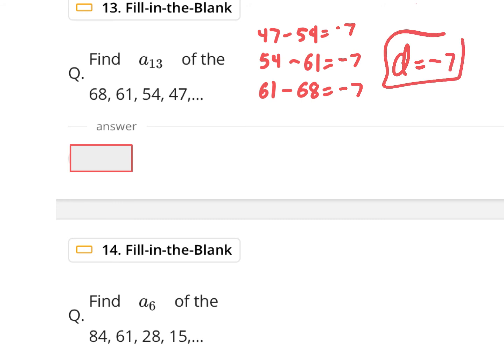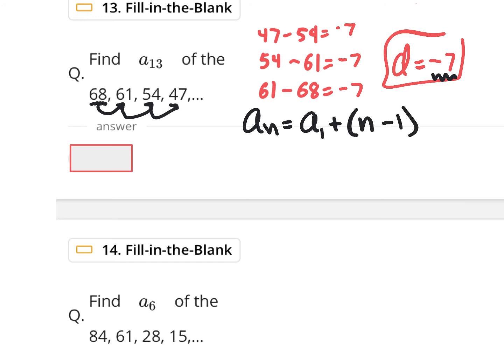Okay, now let's think about the a sub n rule for an arithmetic sequence. I'm going to show you how I think when I write it. A sub n equals, I know that any sequence begins with the first term, a sub 1. Now, in an arithmetic sequence, that common difference is being added as I go. If I go 68 plus negative 7, it'll give me 61. Plus negative 7, it'll give me 54. So I do have a plus sign right here. Then the parentheses, then n minus 1 times the common difference d. So that's the a sub n rule that you need to have memorized.